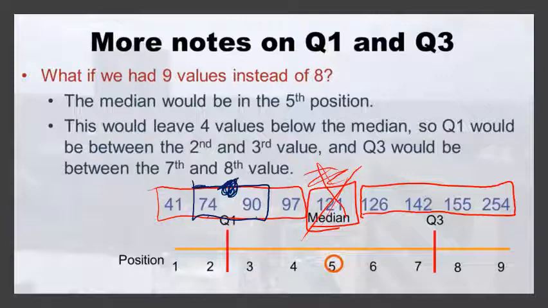Well, we have our data set right here that we're going to use. The middle number looks like the median is going to require us to take an average, just like we did over here. So how we're going to find Q3 in this situation is we're going to add 142 plus 155 and divide by 2, and we'll get whatever we get. And that'll be Q3.